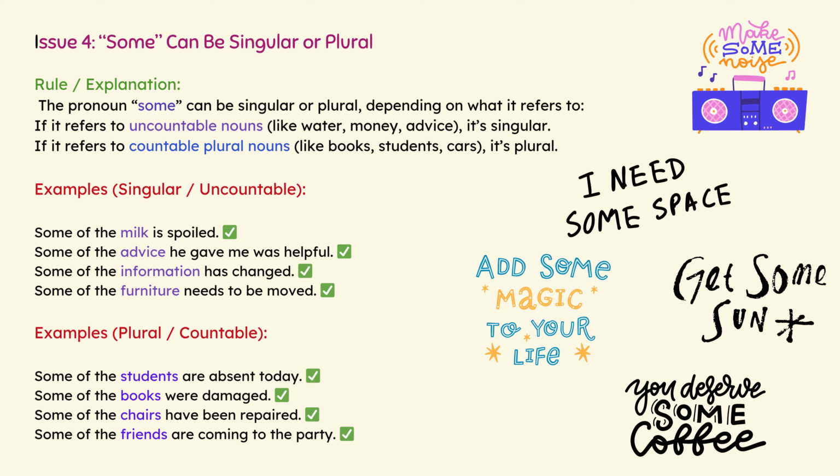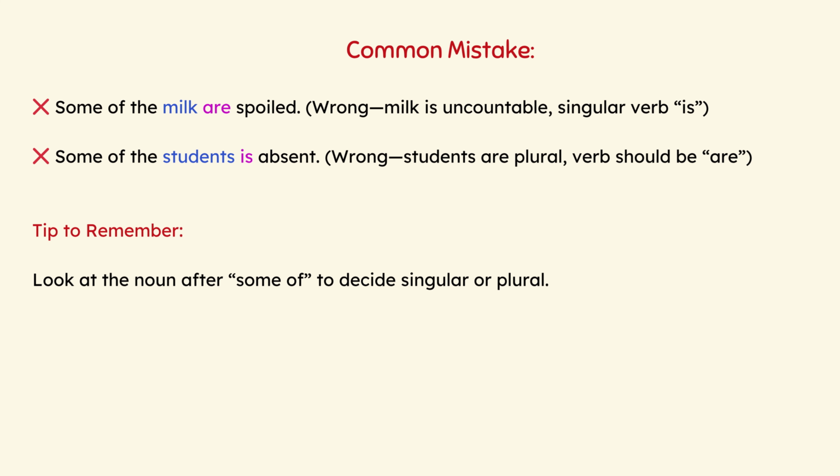Let us look at some common mistakes with some. Some of the milk are spoiled. This is wrong because milk is uncountable, so the verb should be is. Some of the students is absent. This is wrong because students is plural, so the verb should be are. Tip to remember: always look at the noun after some of to decide whether the verb should be singular or plural.